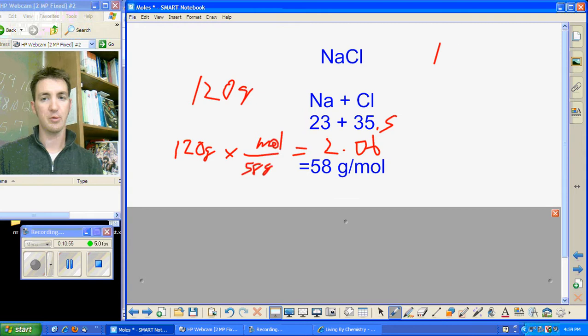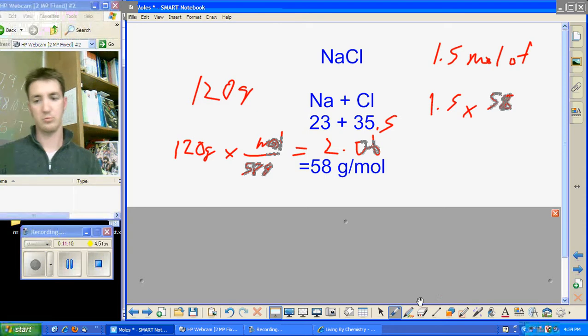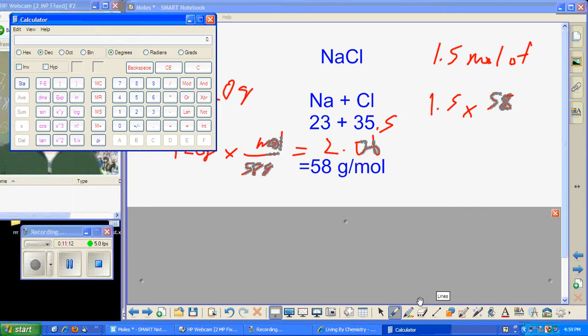What if I had 1.5 moles of salt? Of means multiply. So 1.5 moles times 58 grams per mole would be 87 grams.